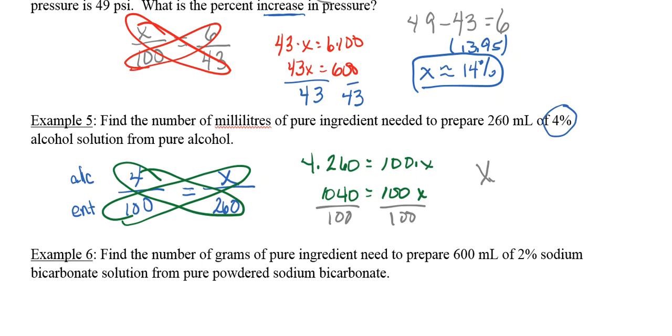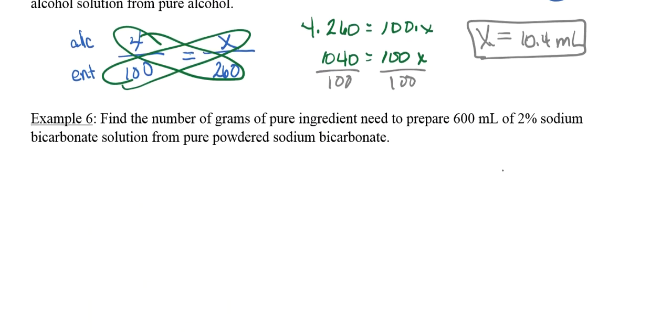So in order to end up with 260 milliliters of 4% alcohol solution from a pure alcohol solution, I only need 10.4 milliliters of pure alcohol. The rest would be water.